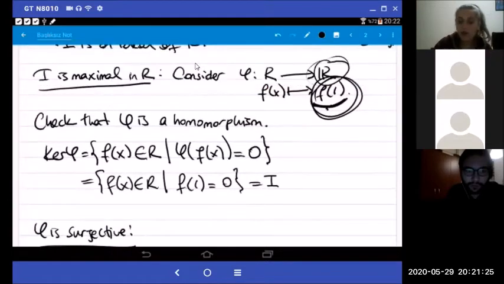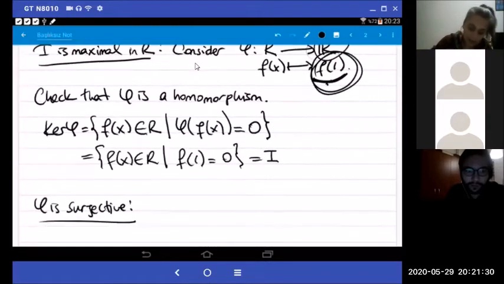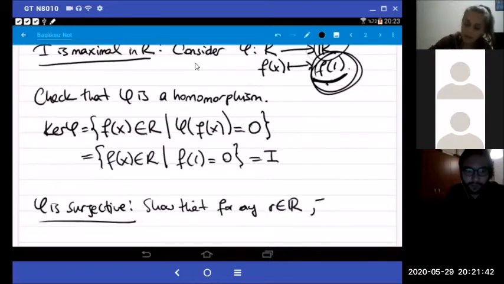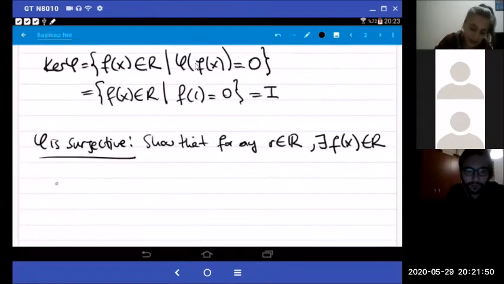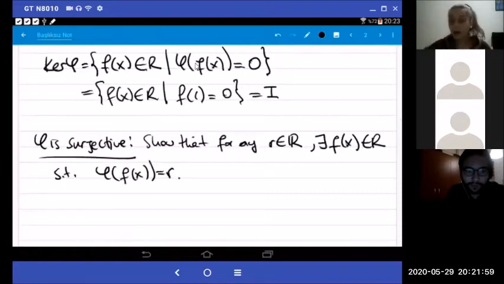Surjective means that for any real number R, we need to show that for any R in the reals, there exists a function f of x such that phi of f of x is equal to this real number R. So we need to find a continuous function defined on the closed and bounded interval 0, 2.